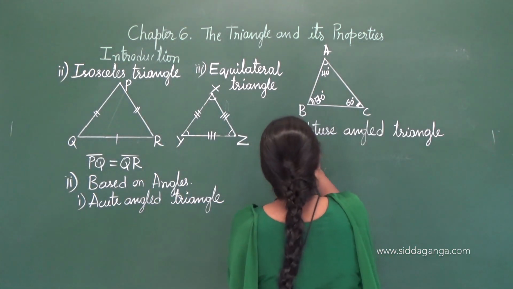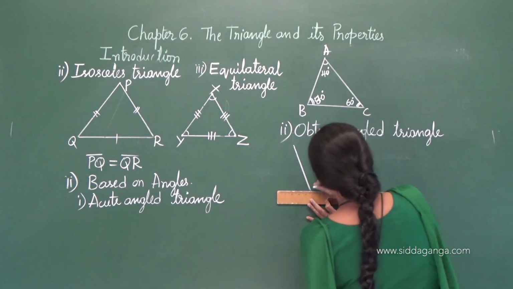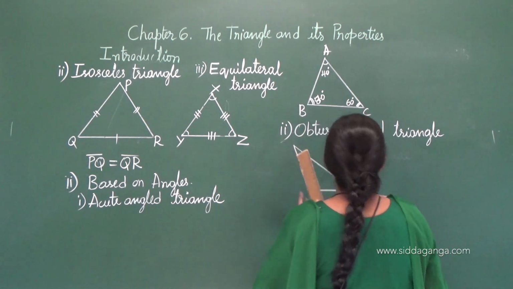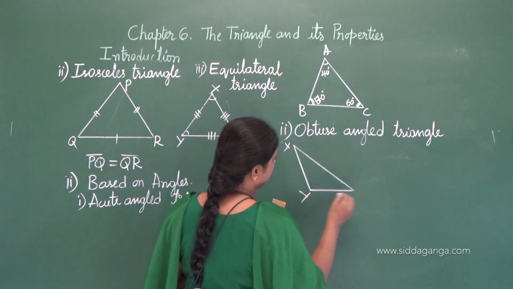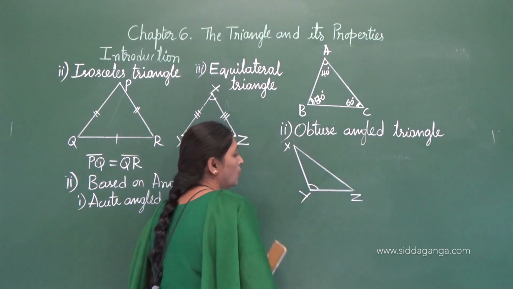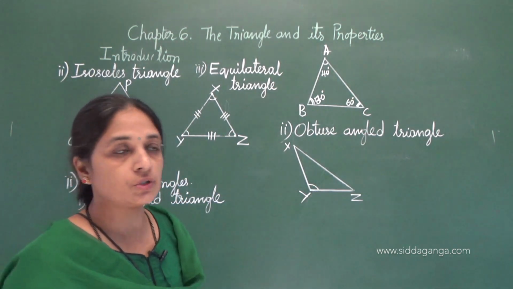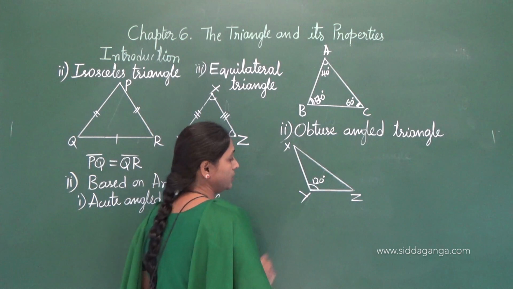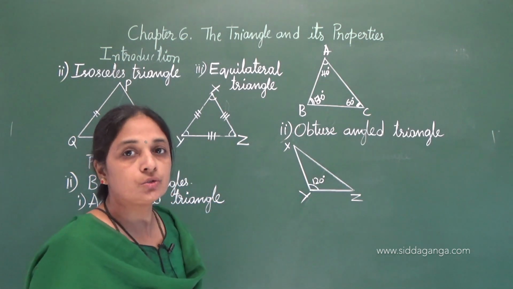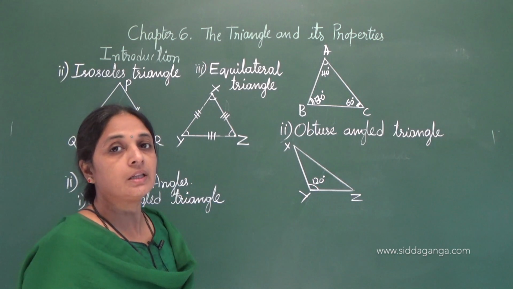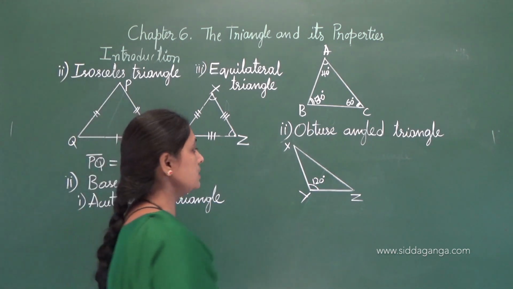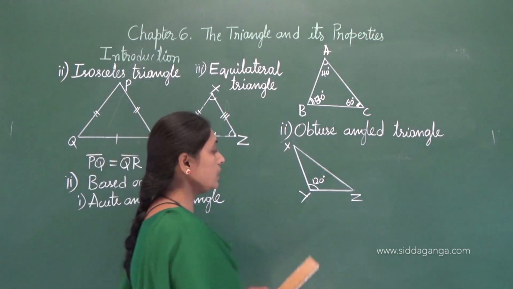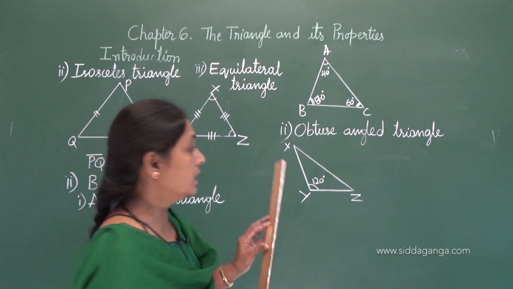Okay, consider this is an obtuse angle, however it may be. If I take X, Y, Z, then Y is the obtuse angle, and consider this as 120 degrees. If it is 120 degrees, then the other two angles must be acute angles. These X and Z must be acute angles. So there are no two obtuse angles in a triangle.